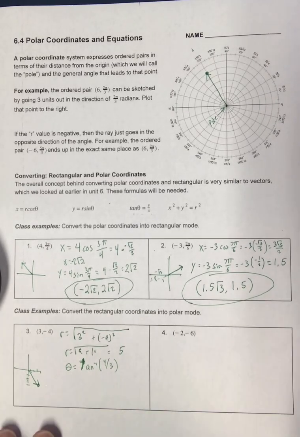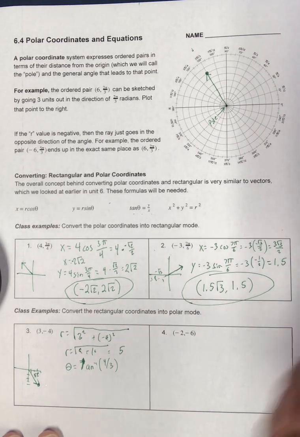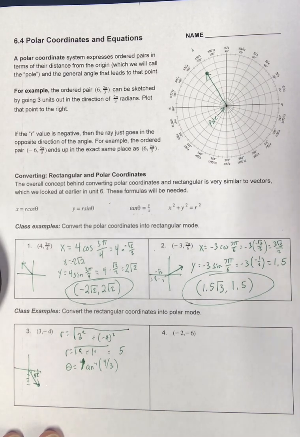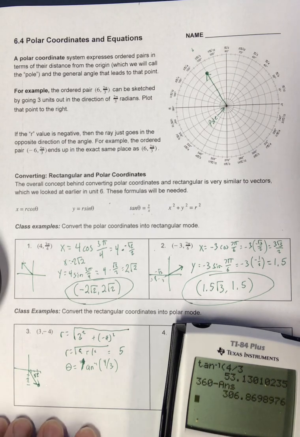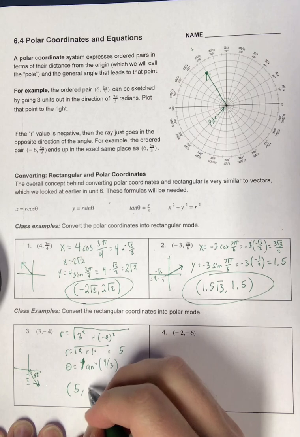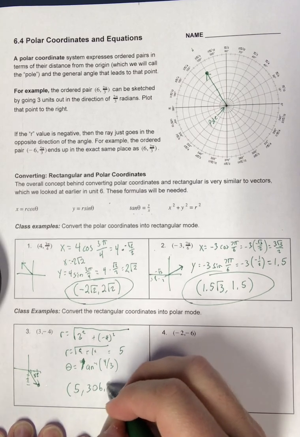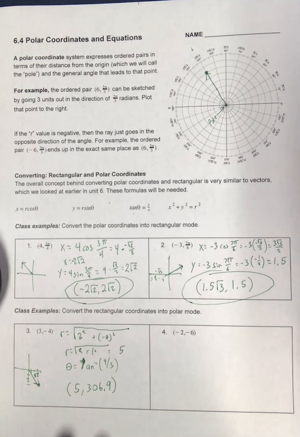That 53 degrees is this degree measure right there. So we could call this negative 53 degrees, or if we want to express it in terms of between 0 and 360, we would do 360 minus that answer and get 306.9. So our ordered pair would be 5, 306.9, and depending what angle you use there are an infinite number of ways of expressing that.